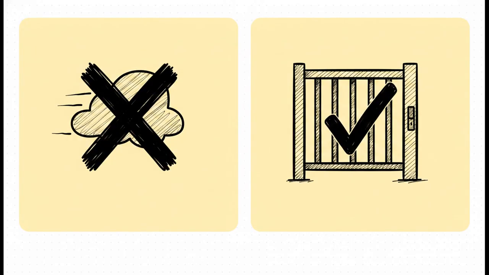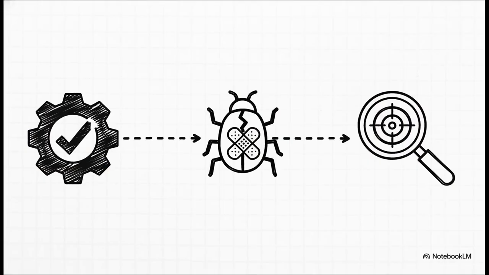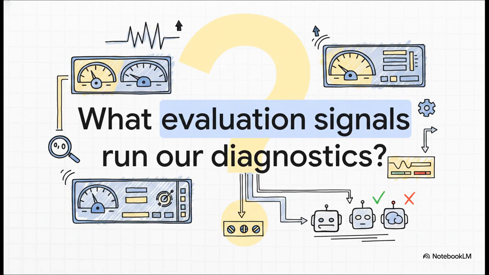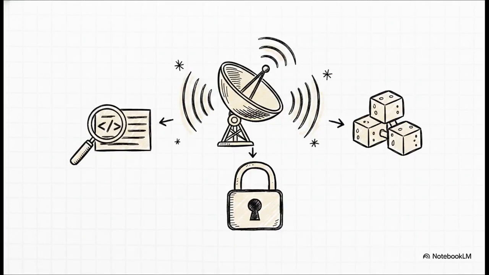On the exam, vague criteria just won't cut it. You absolutely must use enforceable, system-gated checks instead. Sure, passing CI is necessary, but it's not enough. You need definitive vulnerability resolution and strict scope matching. Okay, so what exact evaluation signals actually run our diagnostics to ensure those strict criteria are met? Let's move on and see how this builds.